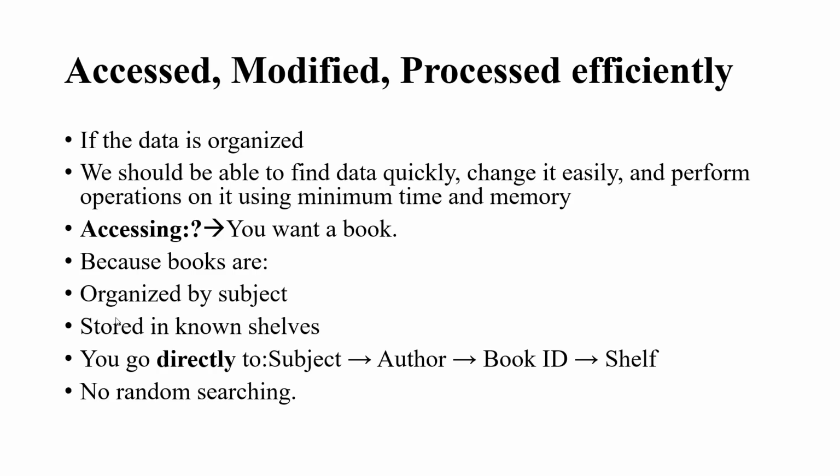Suppose you want to access a particular book. Because books are organized by subject, you can store them in named shelves. You can directly go to that particular subject or author, book ID and then shelf. There is no need of random searching because the books are organized in a particular way, so you can directly go to a particular shelf and take that book. What you can observe here is, if the data is organized, you can find the data quickly. That means in minimum time you can find the data quickly. That is the meaning of accessed here.